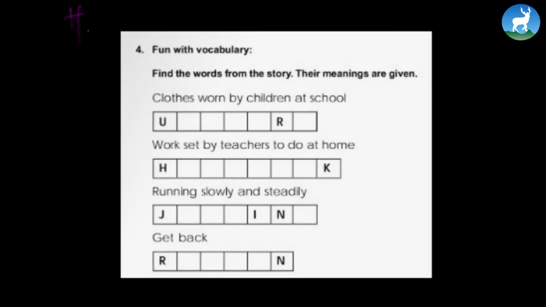Okay, time for some homework. And your homework is going to be this one. You've got to find the words from the story and fill these blank spaces. The first one, clothes worn by children at school. Even some hints are given for you. Work set by teachers to do at home, running slowly and steadily. And the last one is get back. So these are the phrases out of which you've got to find the words that match. And you've got to fill up these blank spaces.